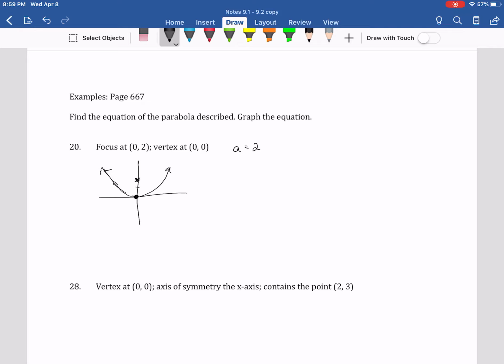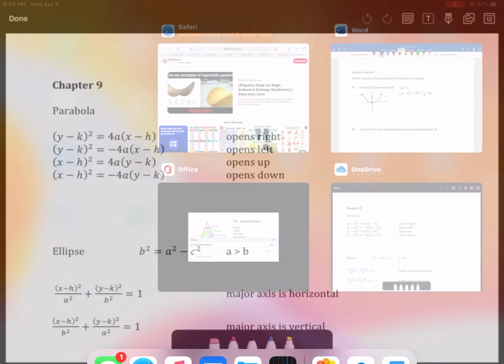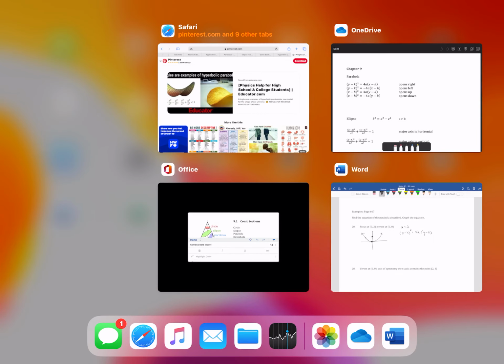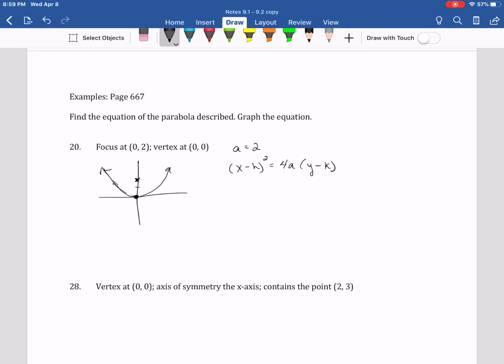You will see that it should say (x minus h) squared equals positive 4a times the quantity (y minus k). That is the general formula for the parabola that opens up. It's the third one down. Okay, so the variable y goes with k, y and k go together, and x goes with h. So when you're writing your groupings of your x, y, h, k, make sure that you put the h with the x and the y with the k.